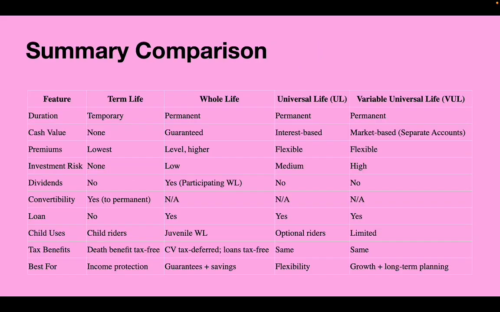In summary, term life is the most affordable and provides temporary protection. Whole life is more expensive but guarantees lifelong coverage and cash value accumulation. Universal life allows flexible premiums and death benefits, with cash value growth tied to interest rates. Variable Universal Life offers both flexibility and market-linked cash value growth but requires the policyholder to accept investment risk.